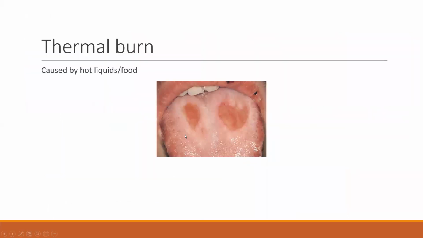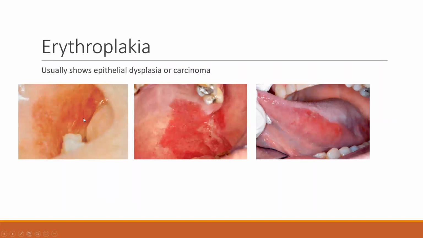Next is thermal burn. Thermal burn can also produce red lesions, that is just erosion of the tongue. Next is erythroplakia. WHO defines erythroplakia as a red patch that cannot be clinically or pathologically diagnosed as any other condition. So after eliminating all the lesions which can cause red color of lesion, the diagnosis of erythroplakia is given. It is similar to that of leukoplakia, but it is red. Leukoplakia is white. Erythroplakia is red.